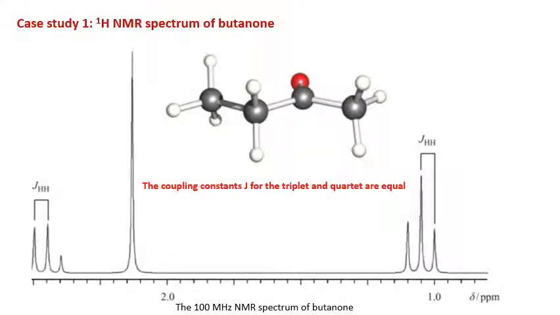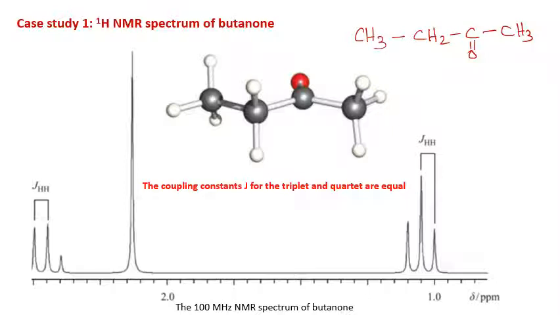Now let's take some examples and understand how we can interpret NMR spectra experimentally. This is the 1H spectrum of butanone. If you know the structure, you can draw it like this: CH3, CH2, C double bond O, CH3. First you have to understand how many types of proton there are in this molecule.